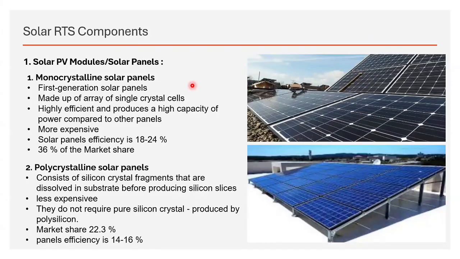So these crystal fragments are dissolved in a substrate before producing the silicon slices, and this forms the PN junction. So definitely it is less expensive, but the energy efficiency, meaning solar panel efficiency, is almost comparable to the above, that is around 14 to 16%, and a bit cheaper. So that's why the market share is almost 22.3 to 24%. This is based upon a study published by a Government of India website.